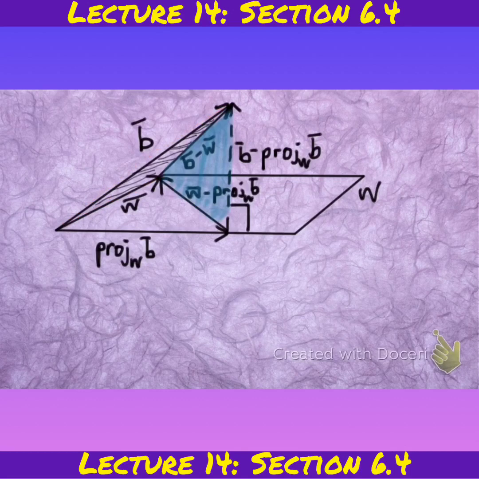Now consider that colored part there. Remember, this vector here is orthogonal to W, so it's going to be orthogonal to this vector here. That underlined vector there is within the subspace W. And remember, this vector is in the orthogonal complement of W.